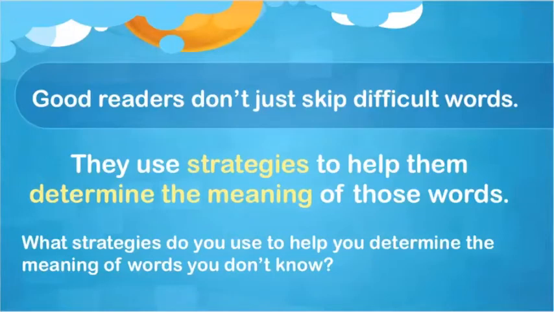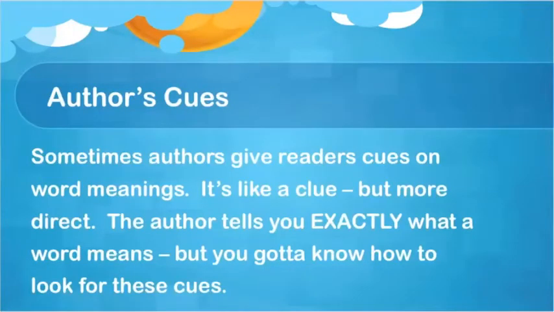Okay, readers, let's bring it back together. Sometimes authors give us what are called author's cues on words' meanings. It's kind of like a clue, but they're a lot more direct than, say, a context clue. And with an author's cue, the author tells you exactly what a word means, but you got to know how to look for these cues.